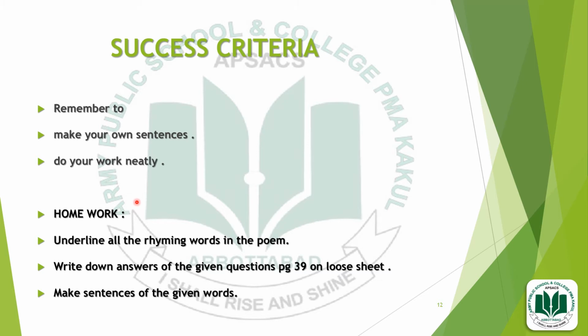About homework before we move to the next slide. We will discuss the homework as I have already told you side by side what your homework is. I am again repeating it. Underline all the rhyming words in the poem. I read the poem for you. You have to revise all the rhyming words. You have to write down answers of the given questions on page 39 and you have to make sentences of the given words.